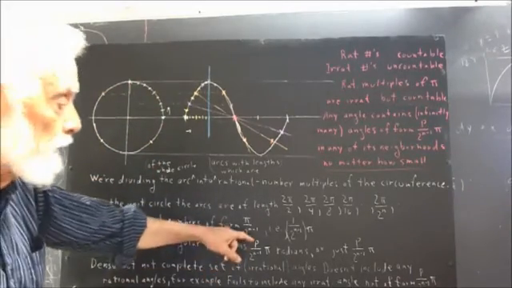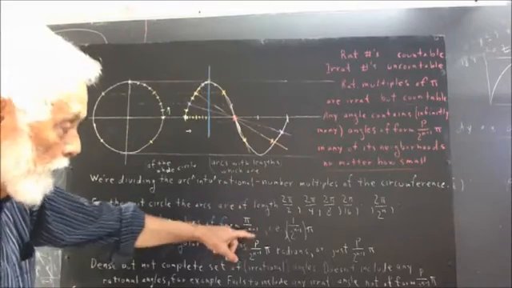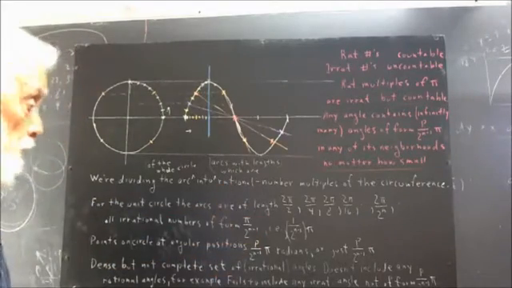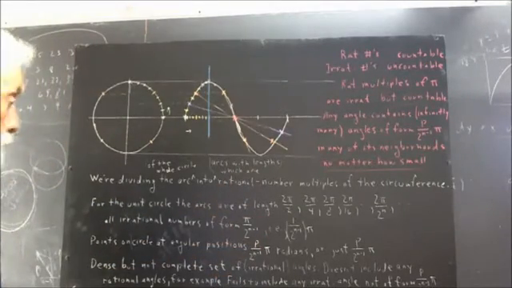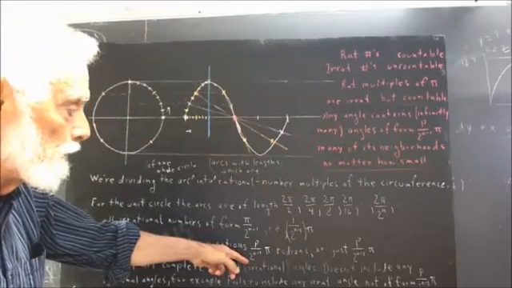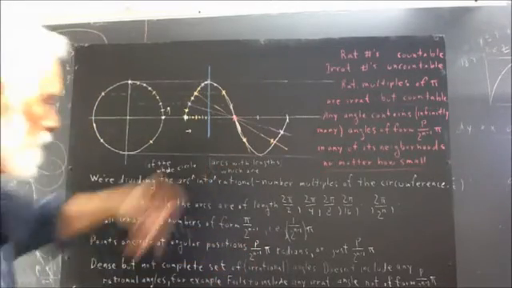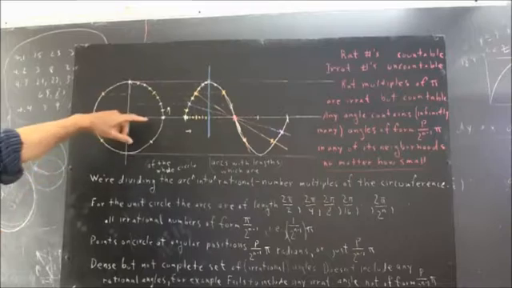And of course, for some numbers p, this is going to reduce. For other numbers, it won't. For even numbers p, this will always reduce. For odd numbers p, it'll never reduce.